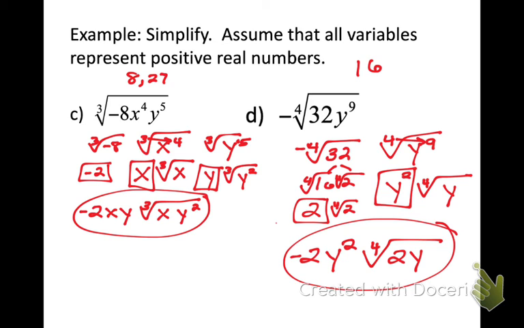Bring that down. Now, because this says assume that all variables are positive real numbers, I don't have to worry about putting absolute value signs around anything. Though I technically wouldn't need to put an absolute value sign around this because squaring a y would make it positive no matter what, right? And I don't have to worry about absolute value signs with the 3 because that's an odd index.